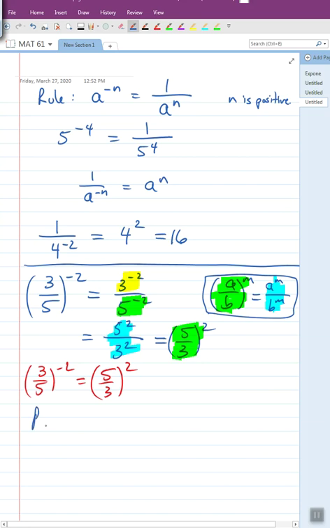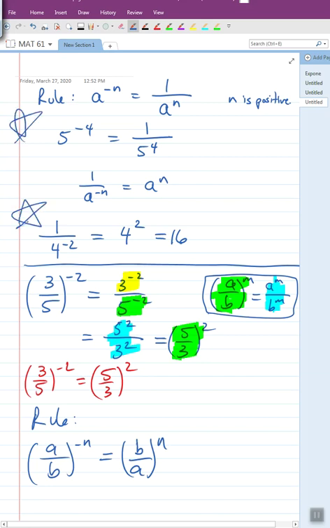So do you see what the rule is there? If I have a over b to the negative n, that's the same thing as what? B over a to the positive n. Yep. So this is a combination of the two things that we were doing up here, where I actually have a top and the bottom and a fraction at the same time. And basically what we're saying is that negative in that exponent right there, what is that negative doing? It's flipping the fraction.